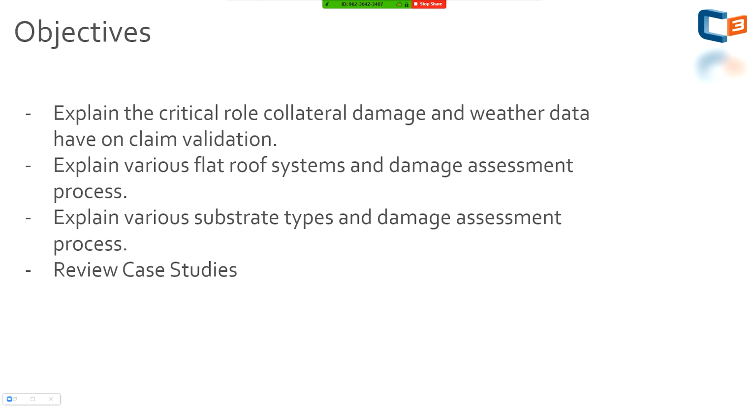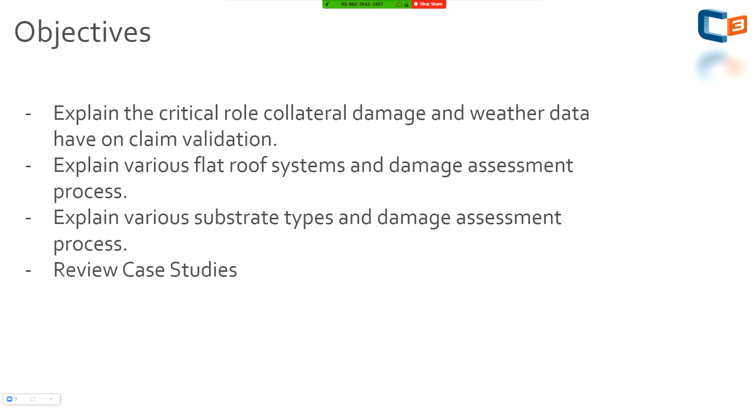Our objectives here are to explain the critical role collateral damage and weather data have on claim validation. We're also going to be discussing the various flat roof systems and the damage assessment process for each. And then we go further and separate out substrate types and the damage assessment process.